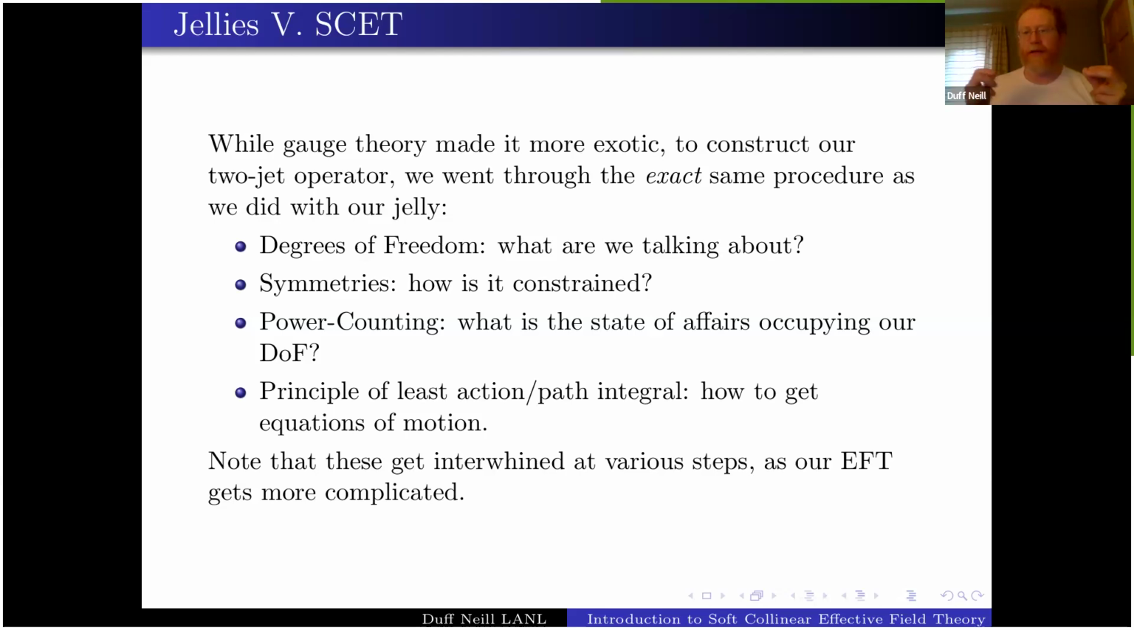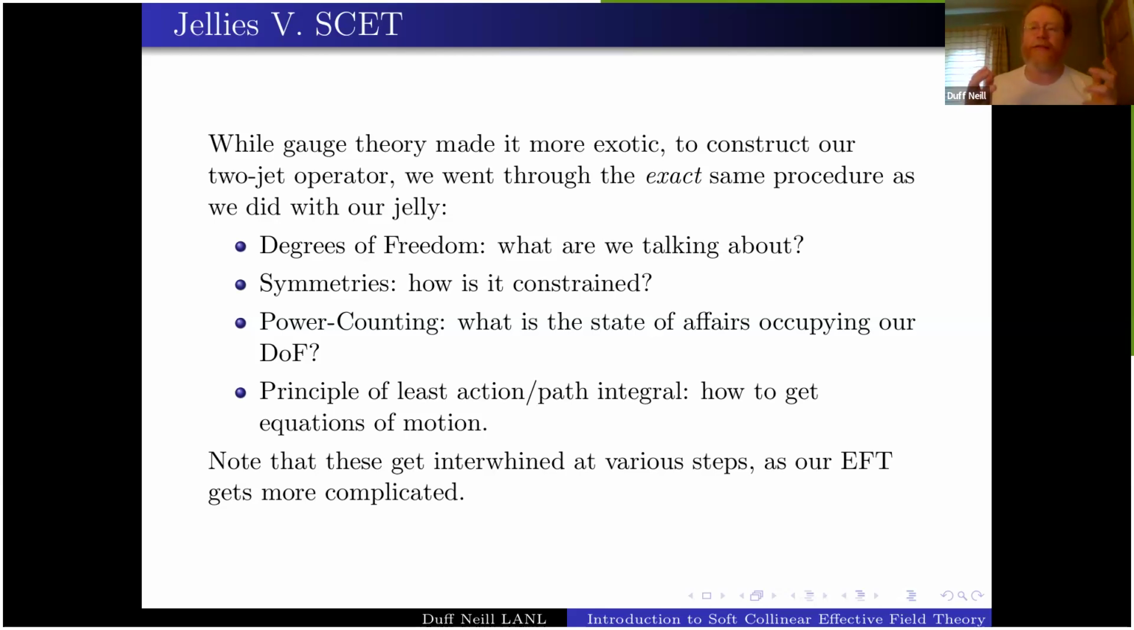What are the degrees of freedom? What are the symmetries? What is the power counting? Because in SCET, the way that I dealt with my symmetries was actually informed by the particular power counting that I wanted to impose. In other words, it was not for an arbitrary reason that my Wilson line was in the n-bar direction, which also happened to be the most relevant derivative according to my power counting of my collinear direction. Those two facts are intertwined with each other.